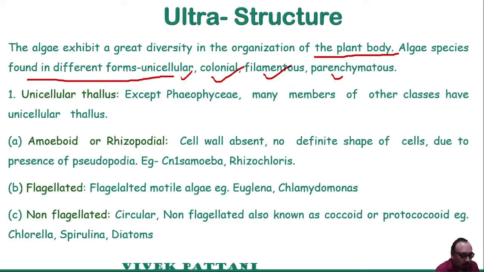So the algae exhibit a great diversity in the organization of the plant body, and algal species are found in different forms: unicellular, colonial, filamentous, and parenchymatous.